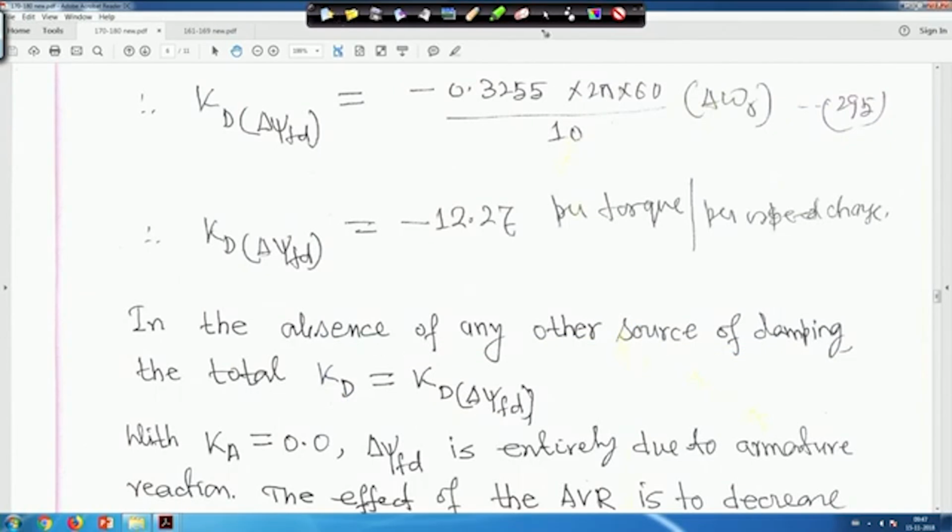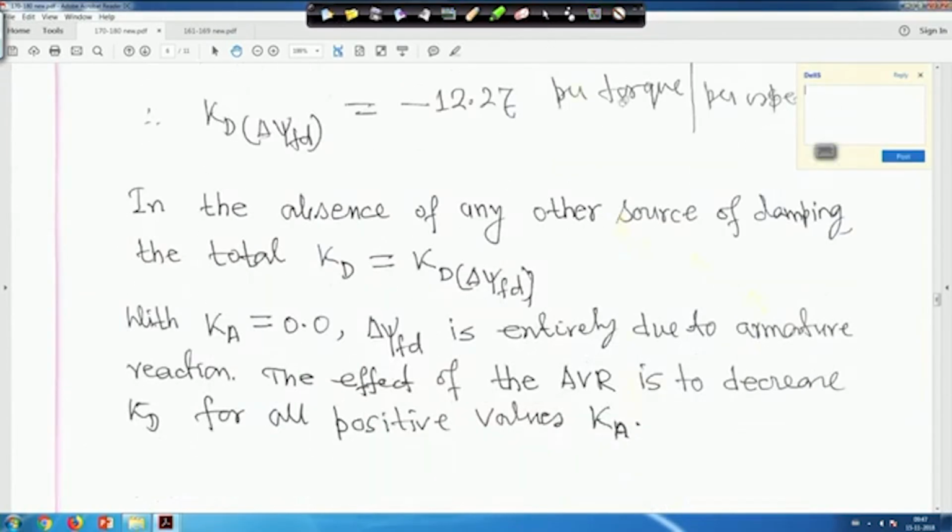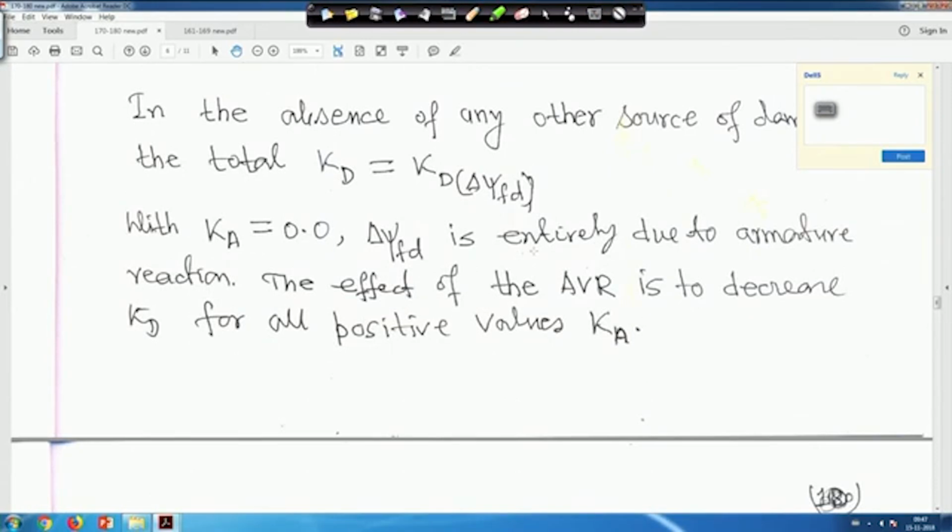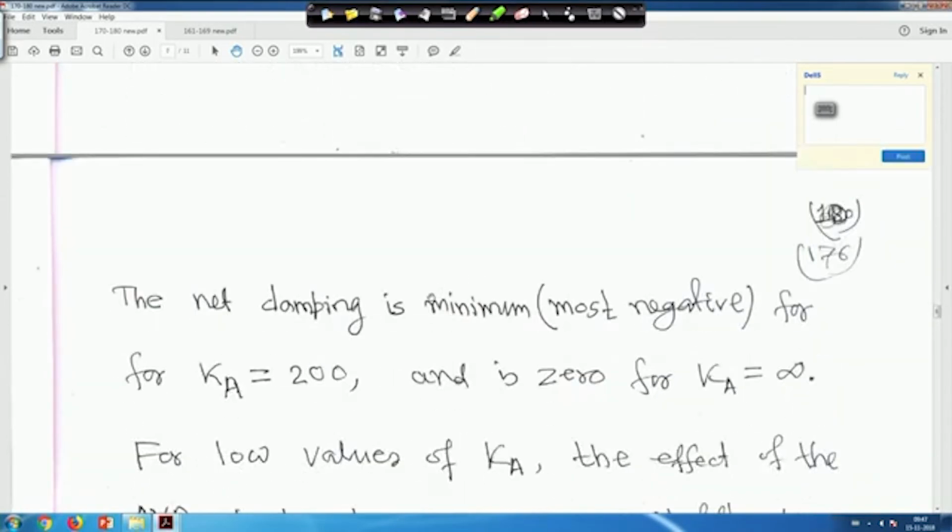Now, let us make some analysis. When K is equal to 0, delta psi FD is entirely due to armature reaction. This we have seen earlier. The effect of the AVR is to decrease Kd for all positive values of K, right. So any positive value of K actually decreases Kd, the damping coefficient. The net damping is most negative for K equal to 200 and is 0 for K equal to infinity, right.